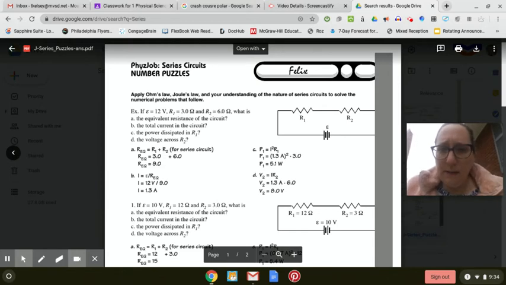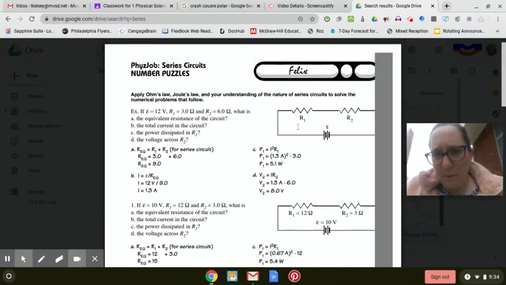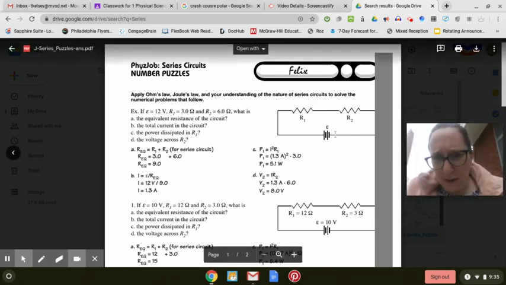So again, a series circuit, we talked about it last chapter with capacitors. These are two examples of a series circuit, a very simple one. This is a battery, and then there are two resistors. The current will come out of the positive side of the battery, go through the first resistor, then through the second resistor, and then return back to the battery.